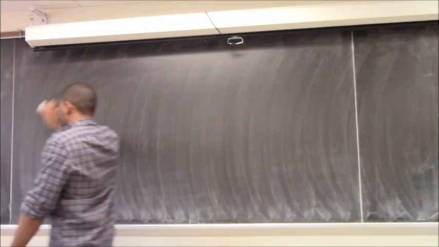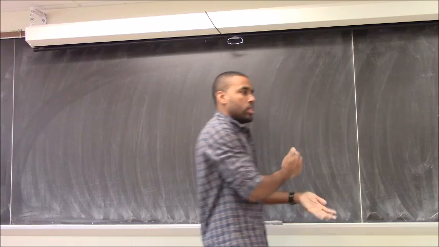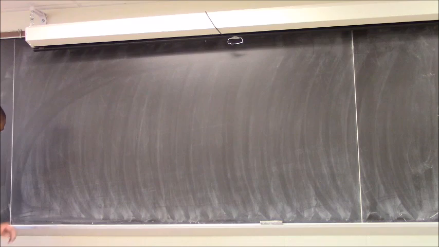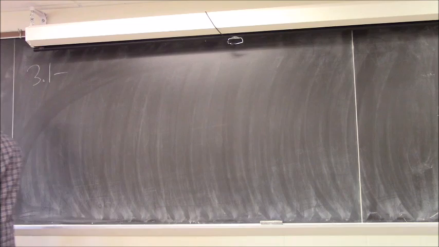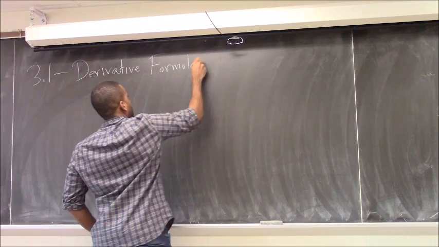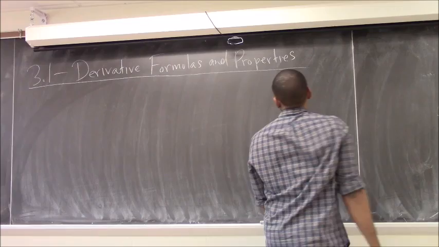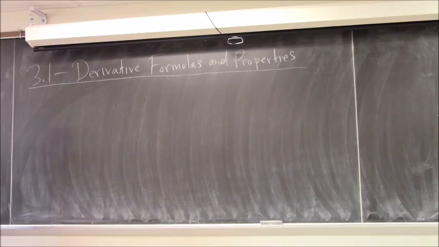So chapter 3 is really geared towards shortcuts, basically. Derivatives are very important. You don't want to have to go through a limit definition every time you want to find a derivative. So we're going to derive a lot of formulas and use a lot of properties to make finding derivatives easier. And that's the whole point of chapter 3. So we're going to 3.1. We're going to talk about derivative formulas and properties. So the formulas will give us shortcuts to find derivatives for very nice functions. Properties means the algebraic properties, whether derivatives distribute, how we multiply derivatives and things like that.